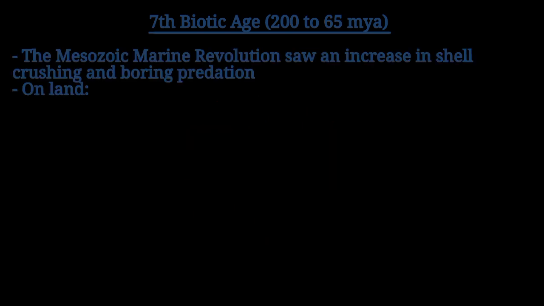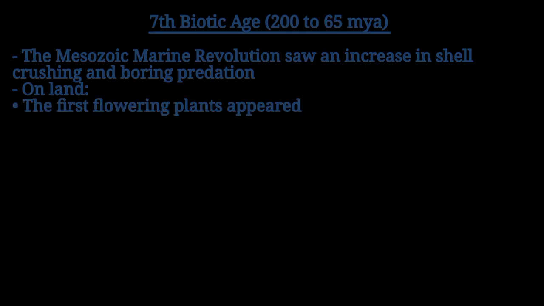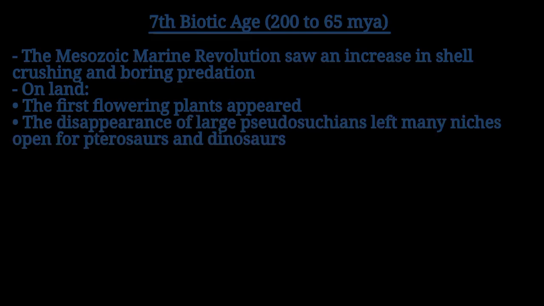The 7th biotic age saw life on land evolve in a similarly dramatic manner. The first flowering plants appeared and largely supplanted conifers and cycads. The disappearance of large Pseudosuchians had left many niches wide open for dinosaurs and pterosaurs. Dinosaurs rapidly diversified into those vacant niches, eventually becoming the definitive life forms of the 7th biotic age. Many new adaptations emerged from this diversification.